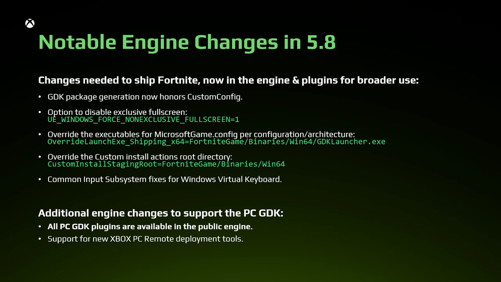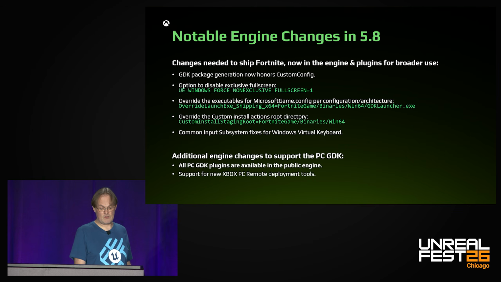GDK package generation now on as custom config. That's not that important, but we've got the option to disable exclusive full screen there, override the launch executables for Microsoft Game per configuration and per architecture, and also override the custom install root directory. And then finally, the common input subsystem fixes for Windows Virtual Keyboard. And again, all of this stuff is in 5.8, publicly available, alongside support for the new Xbox PC remote deployment tools that would have made our lives so much easier.